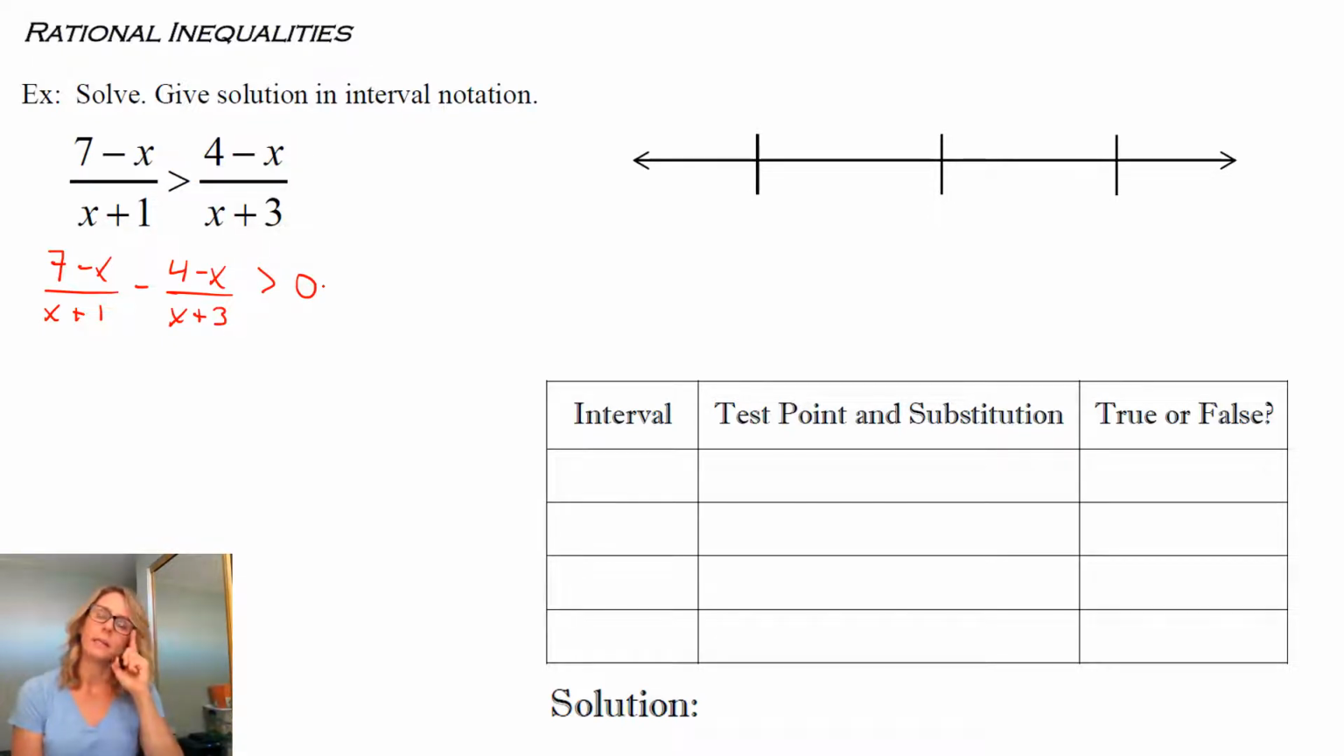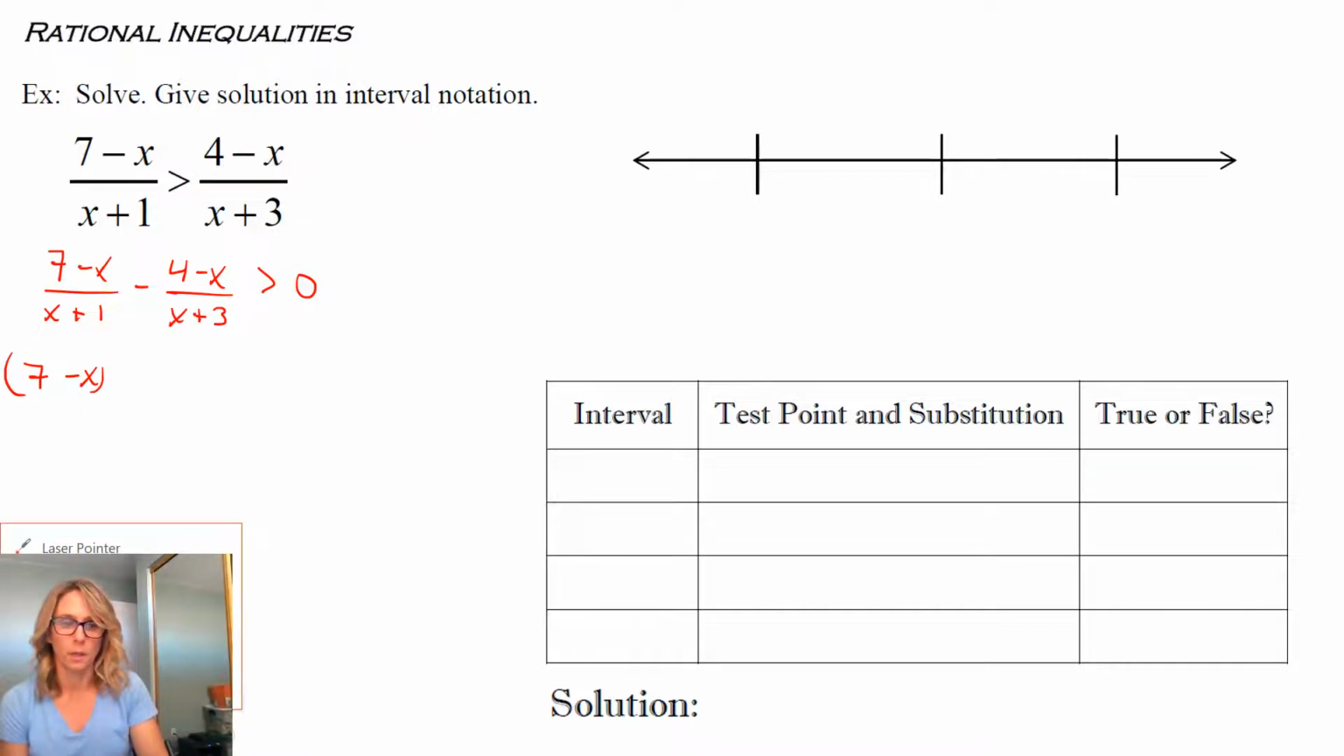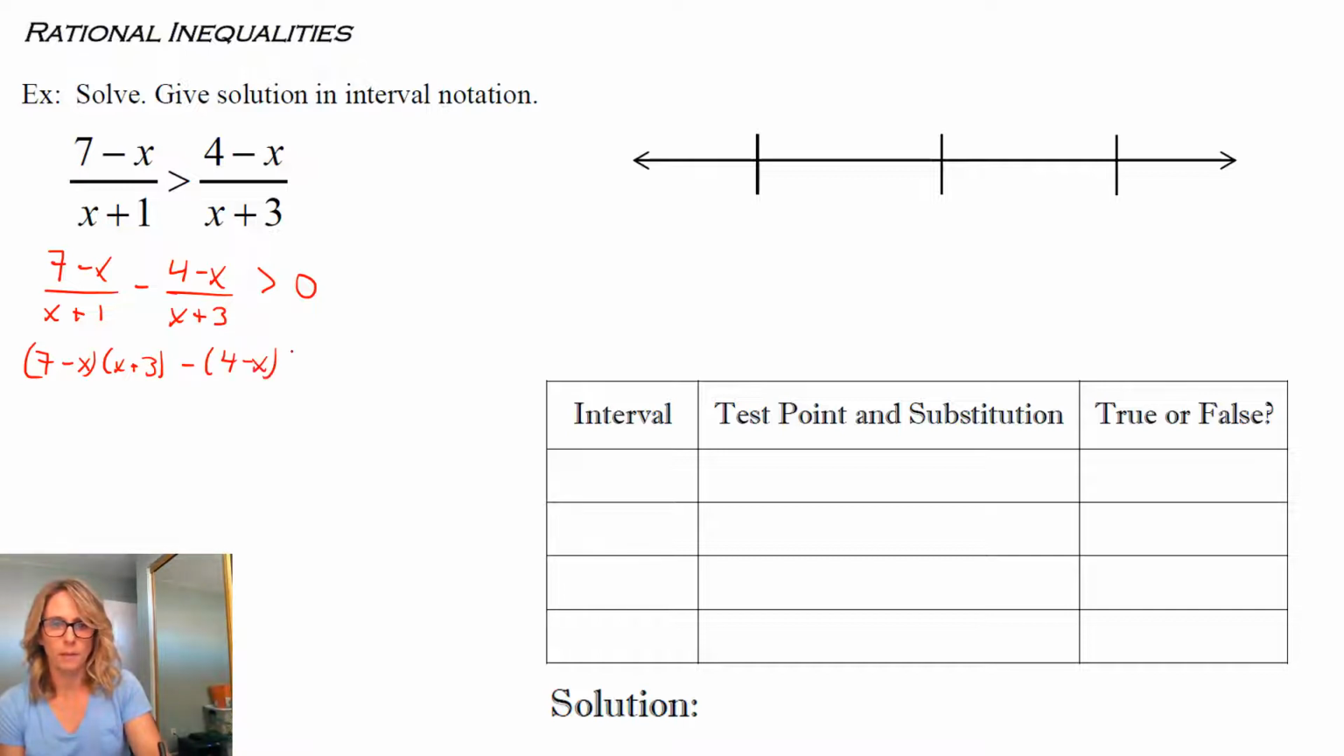The best idea is to combine it into one fraction. So I'm actually going to add these 2 fractions together by giving them a common denominator. I'm going to give them a common denominator. So that's going to be 7 minus x times x plus 3 minus 4 minus x times x plus 1, which is going to be all over x plus 1, x plus 3. So just, again, just combining them there.